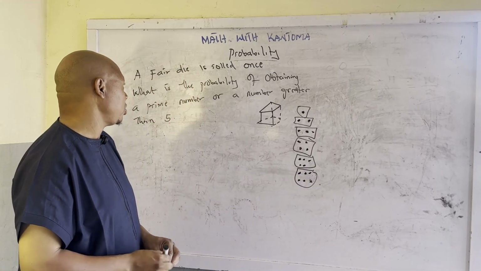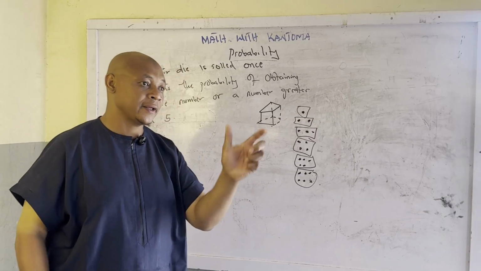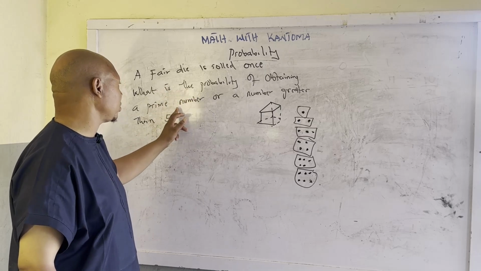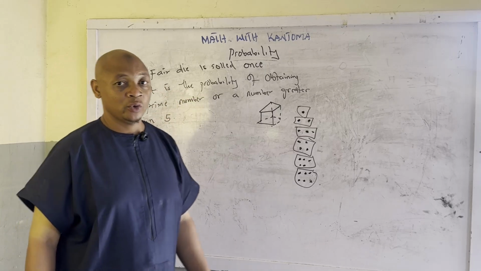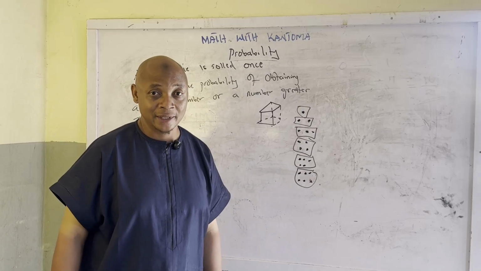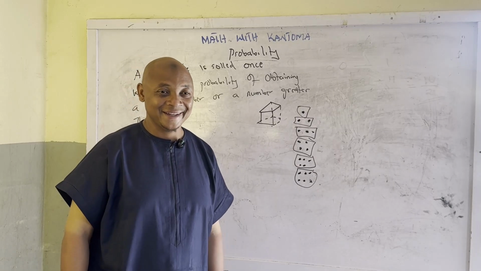So now they say the pair of dice is rolled once. They only roll it once and throw it. So now they say, what is the probability of obtaining a prime number? So now we need to define what a prime number is. What are prime numbers? If you know the answer, drop it in the comment section.